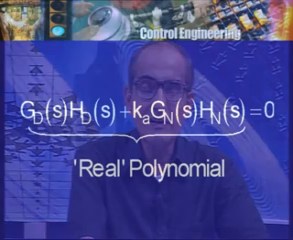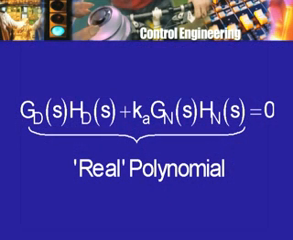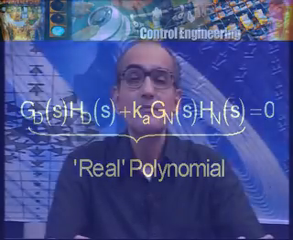There are some further properties, some of which are so simple that as soon as I state them, you will agree that they are true. The characteristic polynomial, let me go back, looks like what we had: gd of s, hd of s plus K times gn of s, hn of s equal to 0, right? Now g, h, whether numerator or denominator, have all real numbers as coefficients. Our system parameters like resistance, inductance, back EMF coefficient, coefficient of friction, all of them are real numbers.